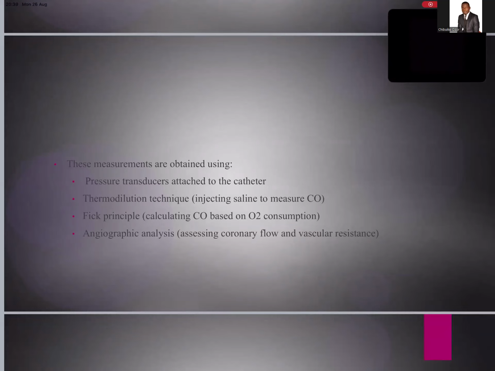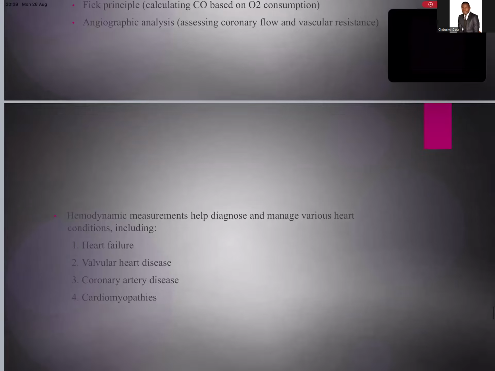And then the measurements obtained in this procedure are done using pressure transducers that are attached to the catheter. We also have thermodilution techniques, which involve injecting saline to measure the cardiac output, and then also the Fick's principle, in which there is calculation of cardiac output based on oxygen consumption, and then angiographic analysis as well, in which we assess the coronary flow and vascular resistance.